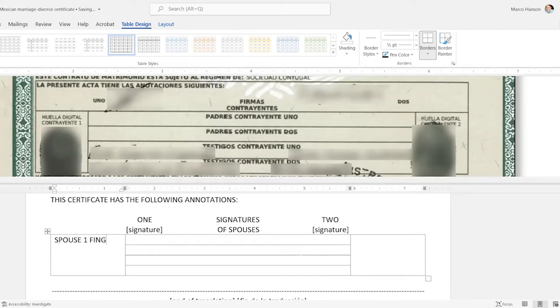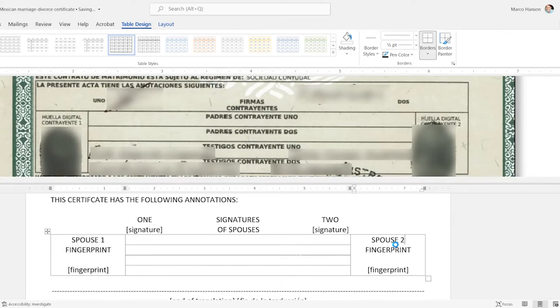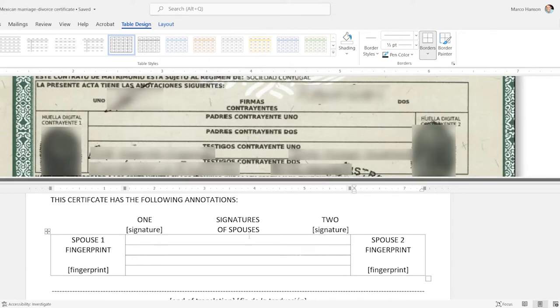Spouse one fingerprint. And I'll center that. And then in square brackets, I'll just note that there is a fingerprint here. And then I'll copy that and paste it over here. And put in spouse two fingerprint.